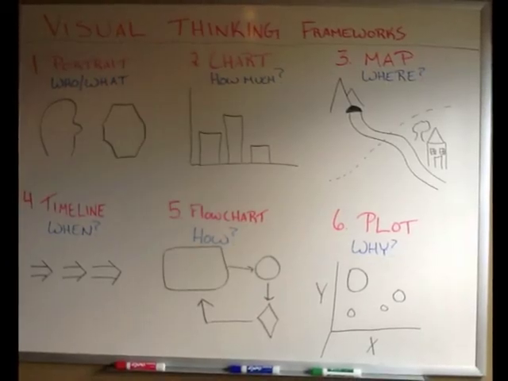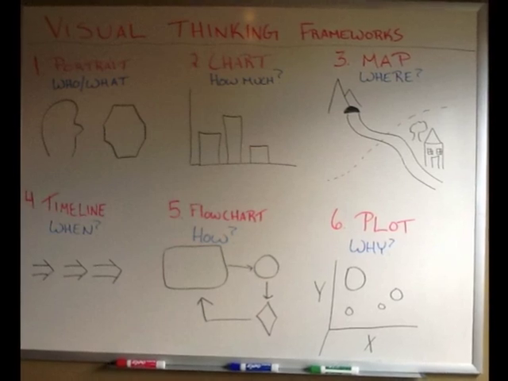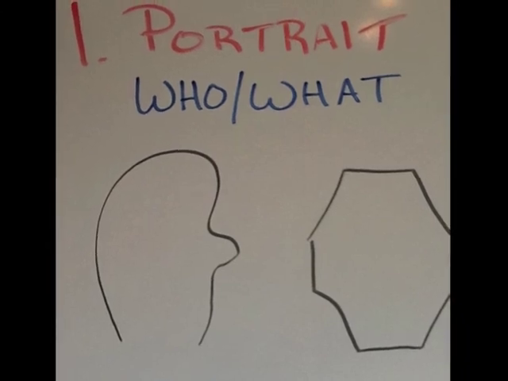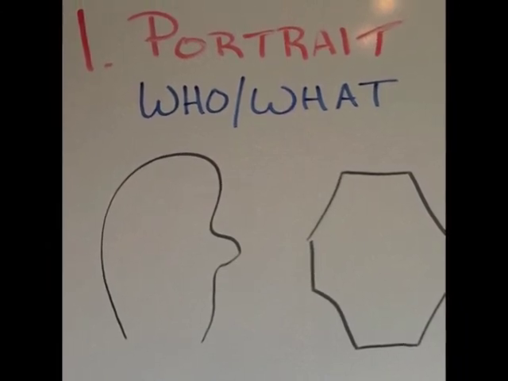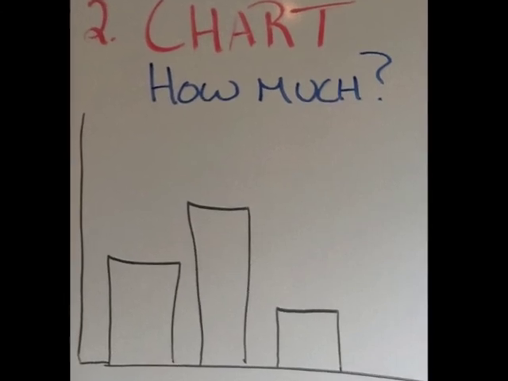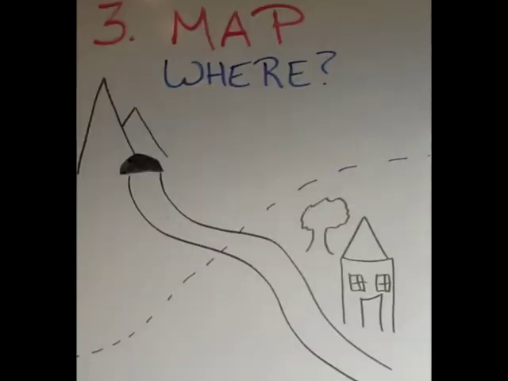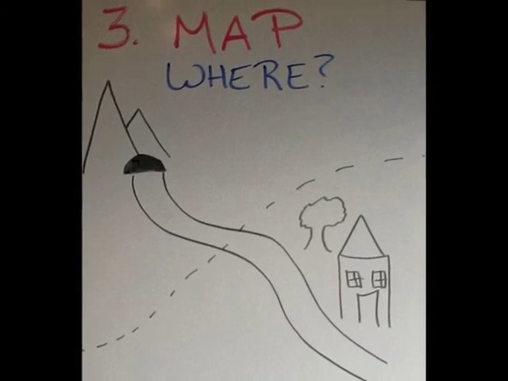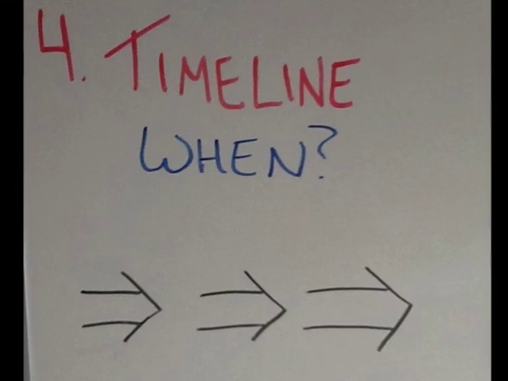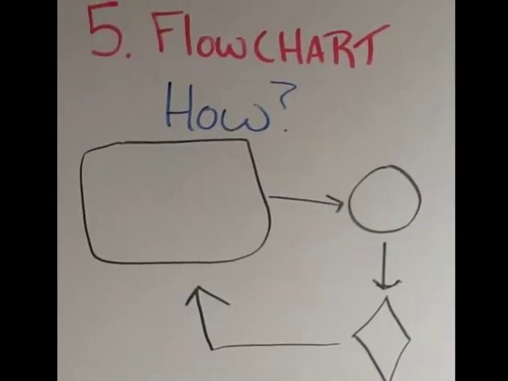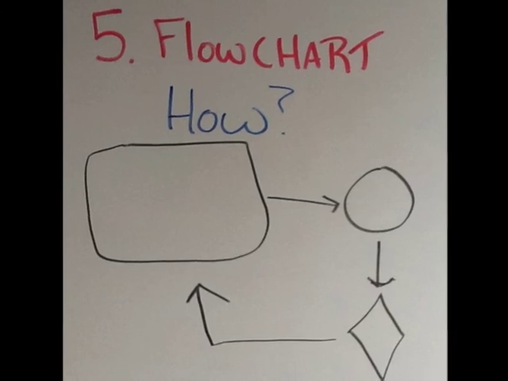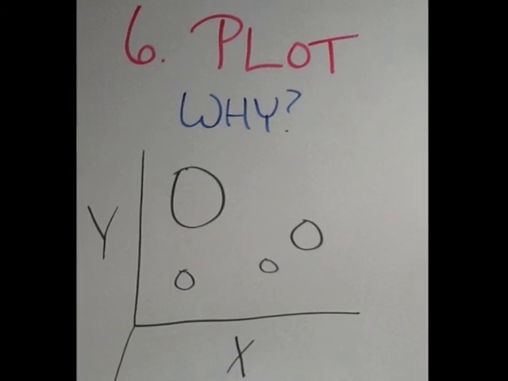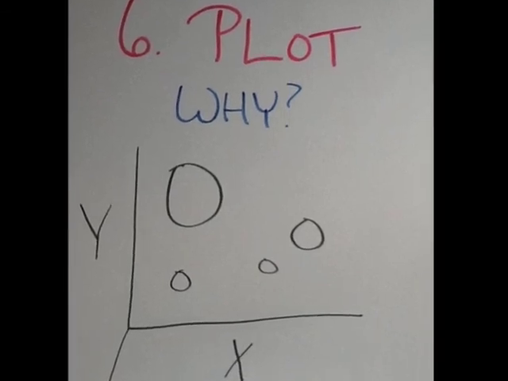Here's a quick overview of the different types of frameworks that you can use. The first is portraits. This will show who and what. The second is charts to communicate how much. The third is maps to communicate where. 4th is using timelines to communicate when. 5th is flowcharts to communicate how something could happen. And lastly, using plots to demonstrate why something needs to be done.